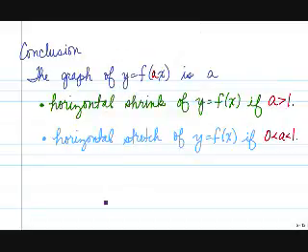But what I was saying here is that the graph of y is equal to f of a times x is a horizontal shrink of y is equal to f of x if a is greater than 1. So horizontal shrink, think you're on the ends of the graph in the x-axis direction and you're pushing it together. A horizontal stretch of y is equal to f of x happens when a is between 0 and 1. So that's on the ends of the graph in the x direction, and you're pulling it apart.